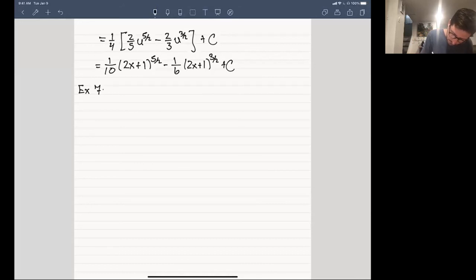So example 7. I love trigonometric functions. I think I've already said that in this lecture. So let's keep it going. Let's play with the trig function. Sine squared x dx.